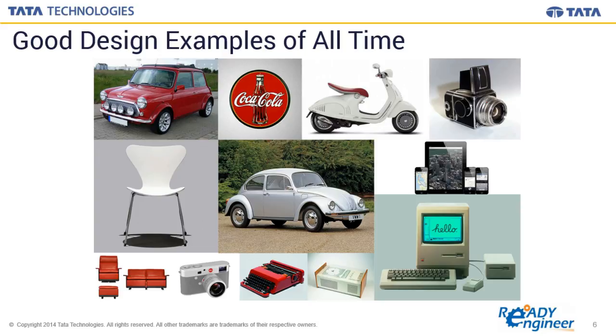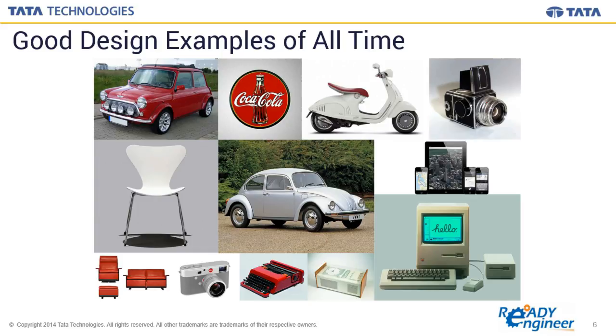The next example I take is the Coca-Cola contour bottle. It's one of the most long-lasting designs till date. The moment you look at the bottle, you don't have to see the label to say it's a Coca-Cola. The contour itself tells you this is a Coca-Cola bottle, and that contour or that design has been carried forward for almost 100 years now.